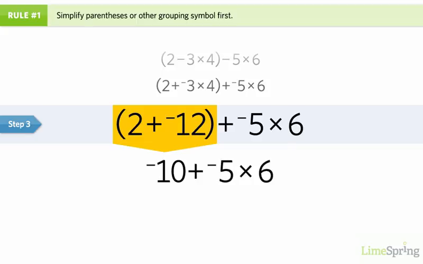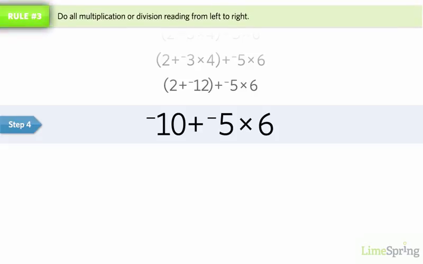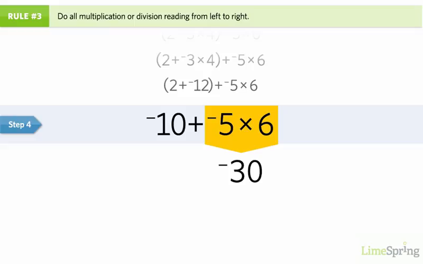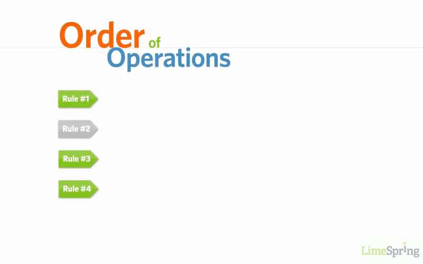Now that we have gotten rid of the parentheses, be careful. It may feel like you should add negative 10 and negative 5 next, but remember, we must complete all multiplication before we do any addition. So we first multiply negative 5 times 6 to get negative 30. Negative 30 because 5 and 6 have different signs. And we are left with negative 10 plus negative 30. We are now adding two numbers with the same signs, so we just add the numbers and keep their sign to get negative 40. Okay, we have now covered 3 of the 4 rules in the order of operations.